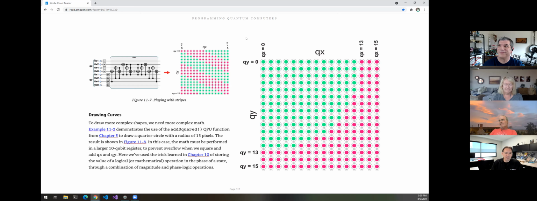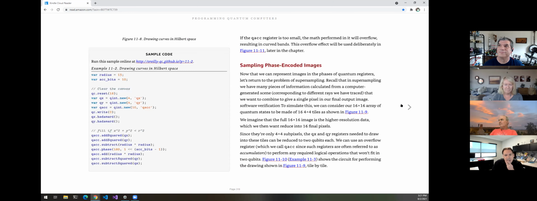So again, he's just showing some ways to get in there. I liked how he did say, in this case, the math must be performed in a larger 10-bit qubit register to prevent overflow when we square. So again, that gets into our overflow idea, but then he does go on to say later on that if it's too small, the math performed will overflow, resulting in curved bands. This overflow effect will be deliberately used later in the chapter.